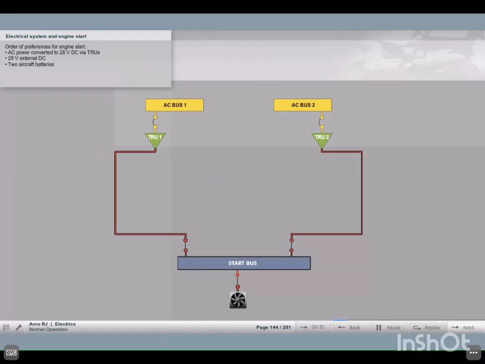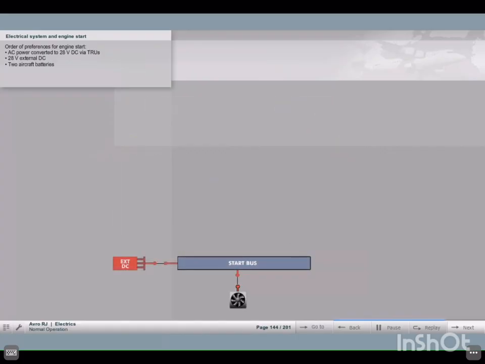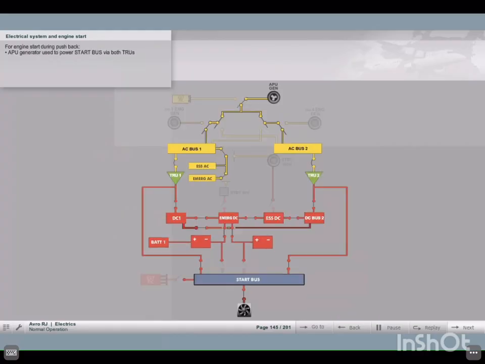This is the order of preferences for powering the DC start bus. First, AC power converted to 28 volts DC power via both TRUs. Then 28 volts external DC, and finally via the two aircraft batteries. If the engine starting is performed during pushback, the APU would normally be used to power the start bus through both TRUs.